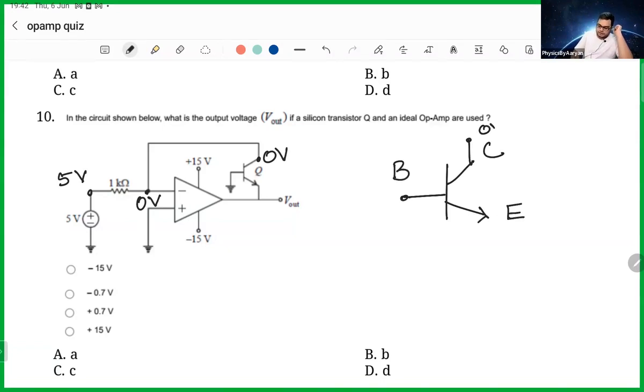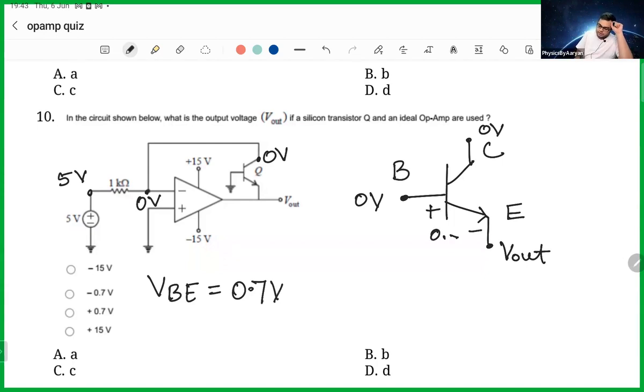The voltage at the collector is 0 volt. The voltage at the base is also 0 volt. And the voltage at the emitter is V output. And you know that there is a base-emitter voltage, VBE. If you have ever done transistors in your life, no, it's not common base, it's a common emitter configuration. If you have ever done transistors, then you know that for silicon, the base-emitter voltage is given by 0.7 volt. So this side is plus and this side is minus, and the difference between them is 0.7 volt.